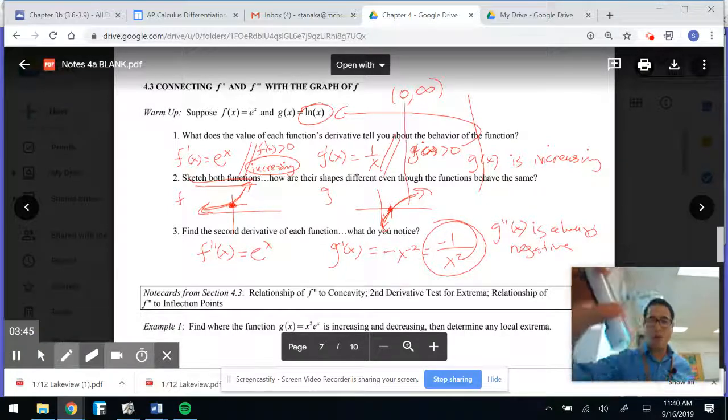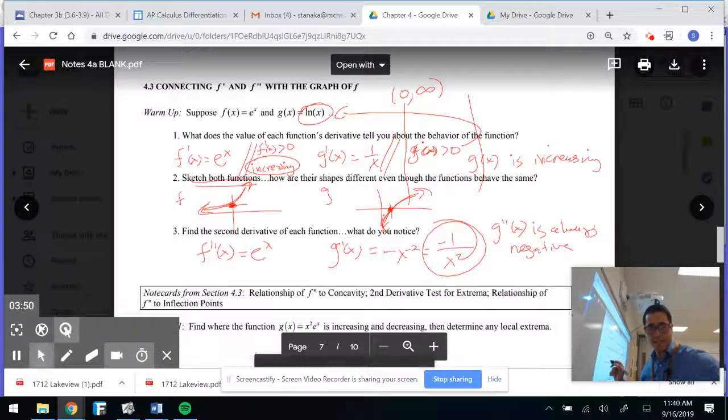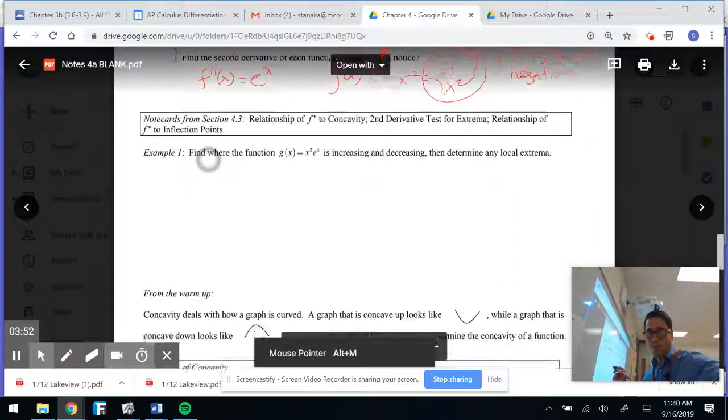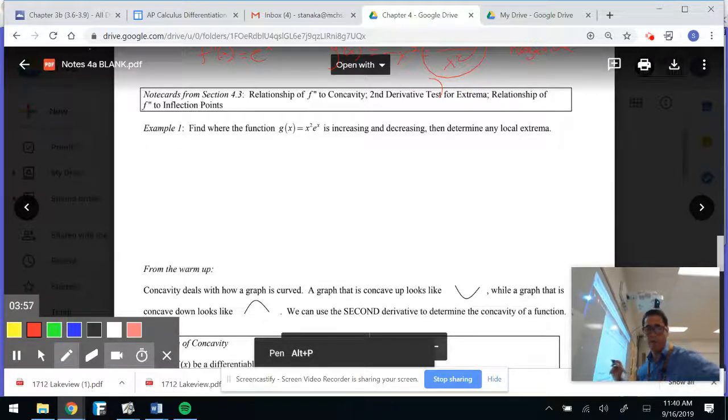It says to make some note cards. Remember, class, you do not have to make note cards in this class. If you want to make note cards, go crazy. But we're going to go ahead and just have one little review problem here, okay, class? And then we're going to go ahead and introduce what this concavity is.